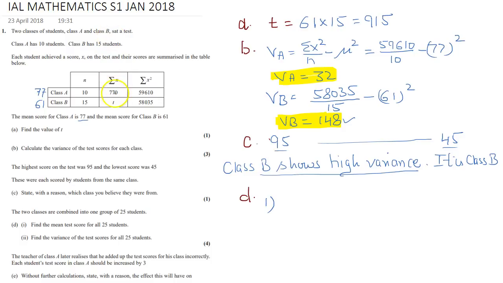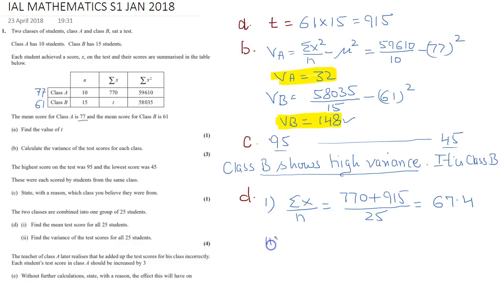The mean is sigma x over n. So sigma x is 770 plus 915, divided by 25. That will be 67.4. So that is the mean test score of these students.